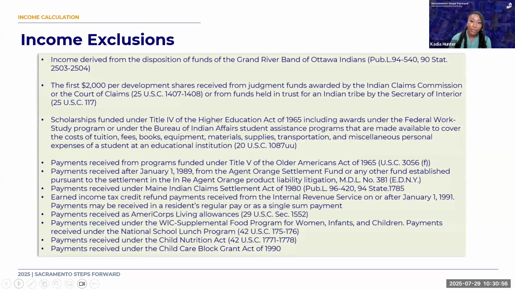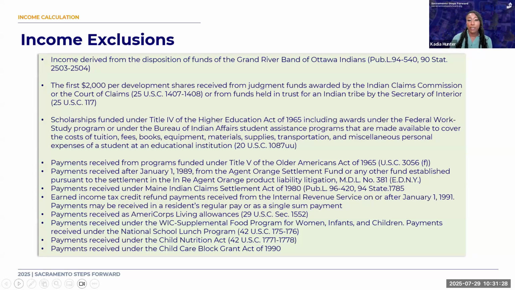All right, where we left off, this slide dives into even more specific income exclusions, focusing on tribal, educational, and historical payments. Things like income from disposing funds of the Grand River Band of Ottawa Indians, the first $2,000 from Indian Claim Commission judgments, or tribal trust funds. Scholarships under Earned Income Tax Credit refunds since 1991, AmeriCorps living allowances, and nutrition programs like WIC. These protect culture and compensatory payments.